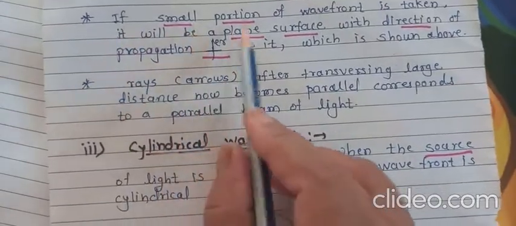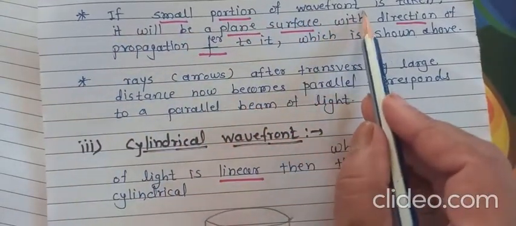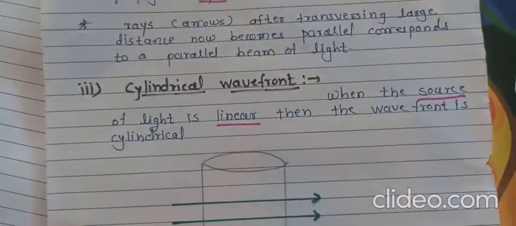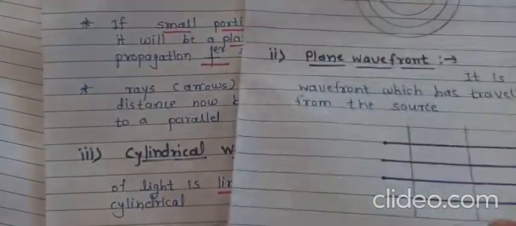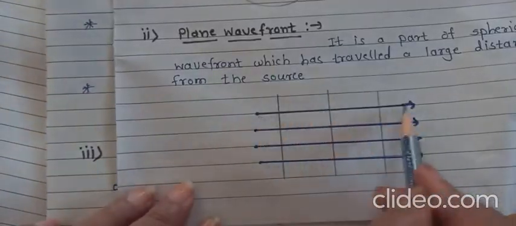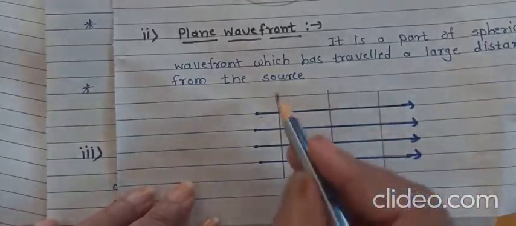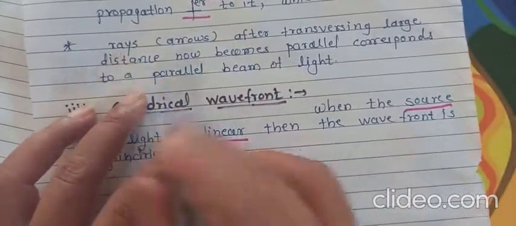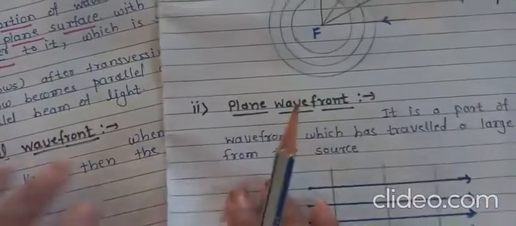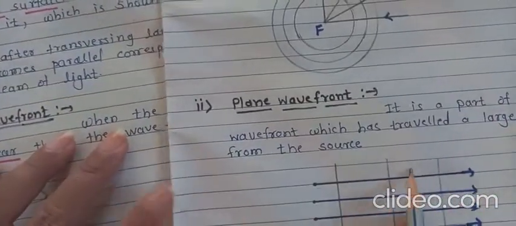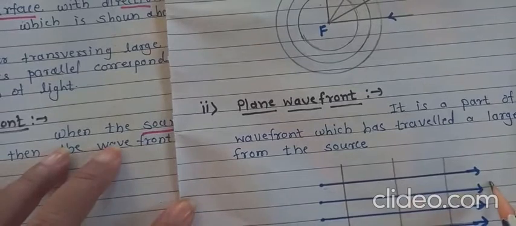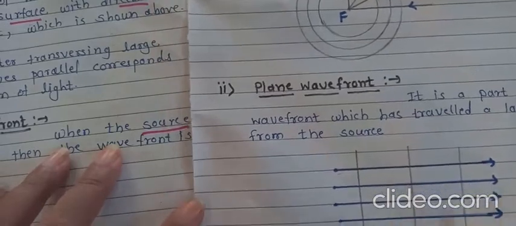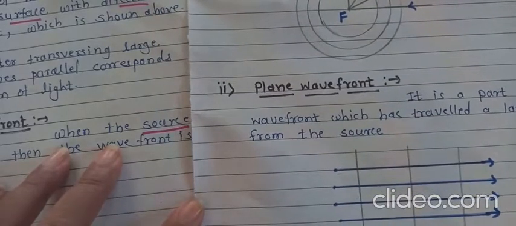If we take a small portion of a wavefront, it will be a plane surface with the direction of propagation perpendicular to the plane surface. In the figure, the rays after traversing a large distance become parallel, corresponding to the parallel beam of light.